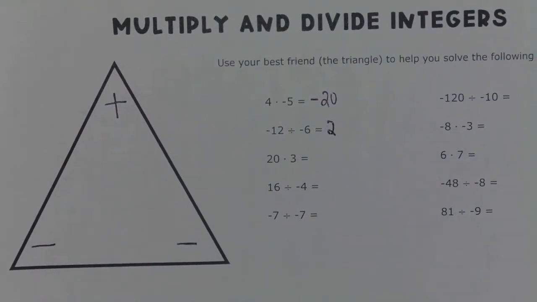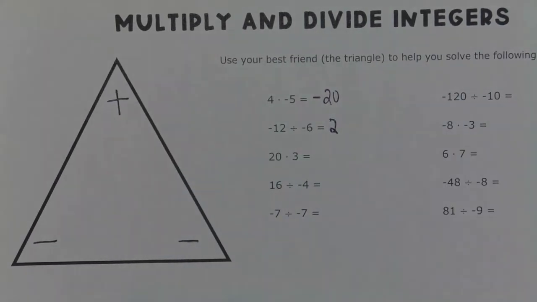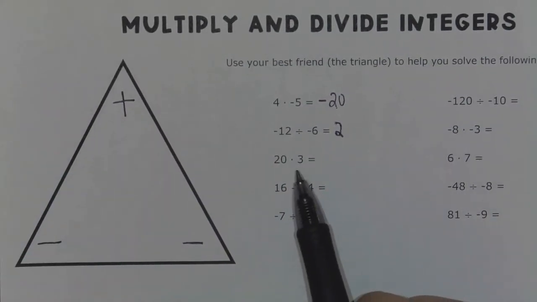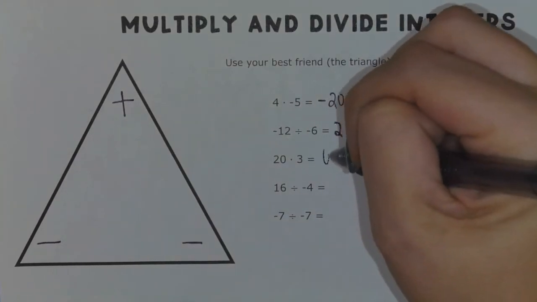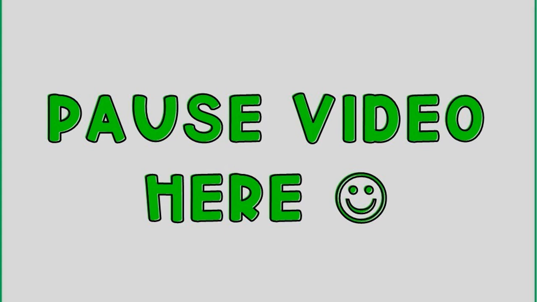Okay, now our next one is +20 times +3. Now you're going to look at this and go, Miss Smith, there's not 2 positive signs. What do I do? Y'all, this is just regular multiplication. It's 20 times 3, which gives me 60. Okay, I want you to try the next few on your own, and we will check.